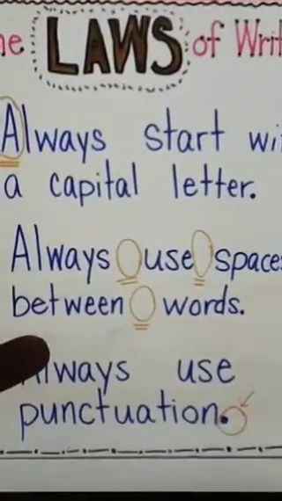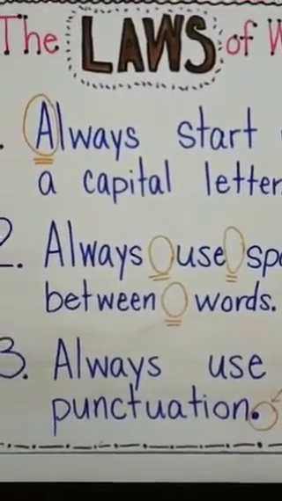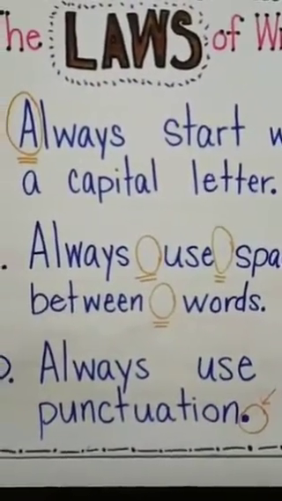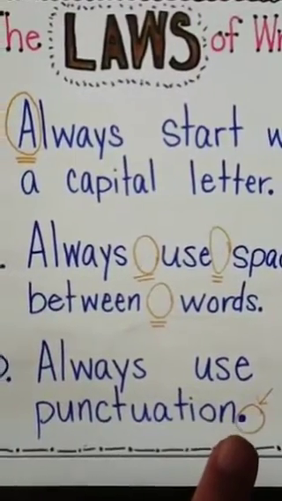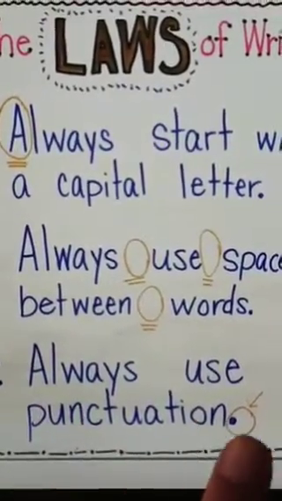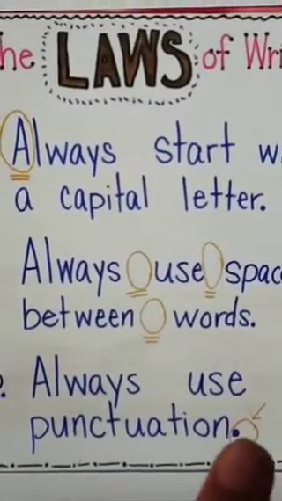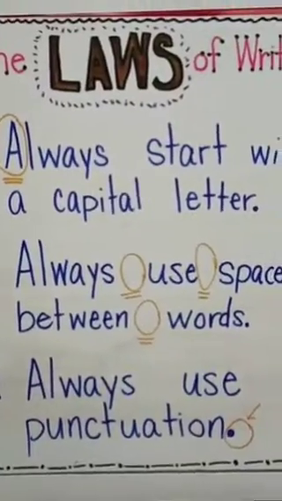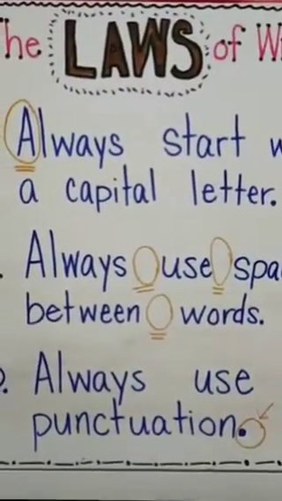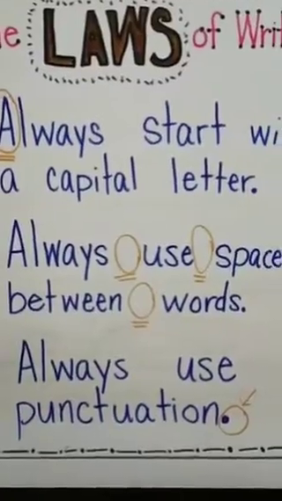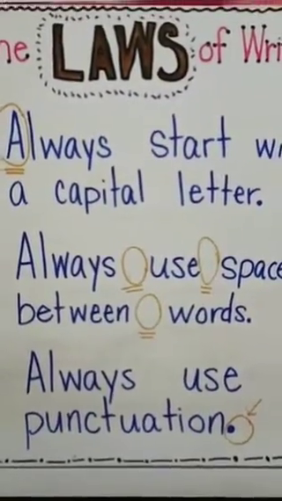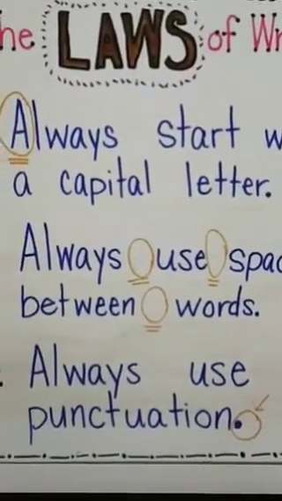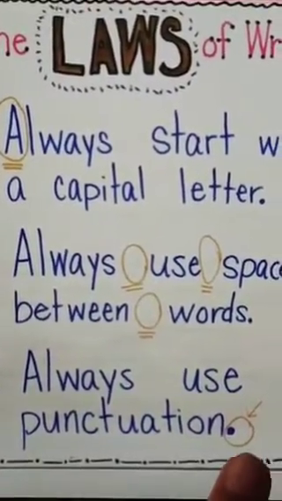And the third important rule of writing is that you always end your sentence with a full stop. This is a full stop. After you have completed writing your sentence, you always end it with a full stop. So this is the first punctuation that you are learning. There are many punctuations that you will learn, but this is the first one, and that is you always end your sentence with a full stop.